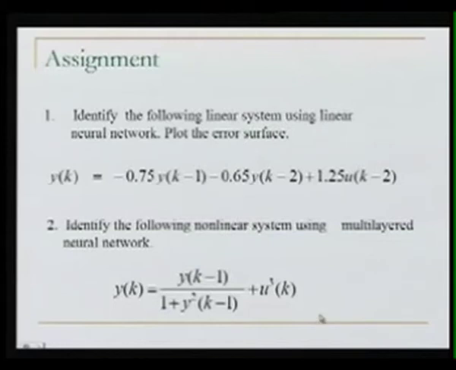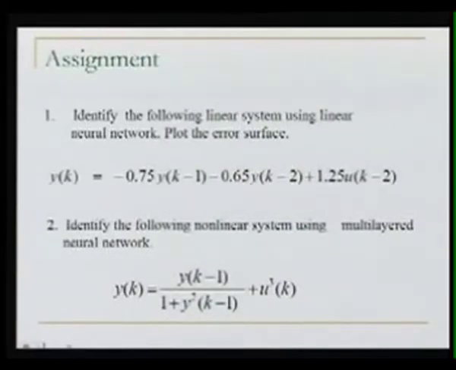The second one may be a little difficult for you. Here you have to use a multi-layered, feed-forward neural network. I suggest you use around 10 hidden neurons. Obviously, you have one output, so the output layer has only one neuron, and the input layer has only one input. You can include one bias input.